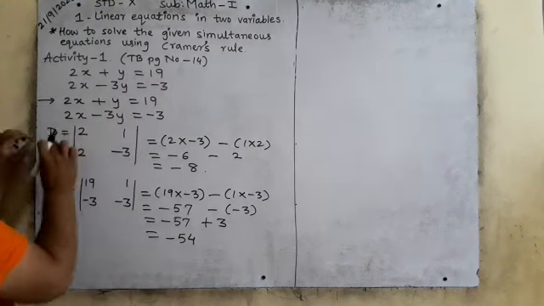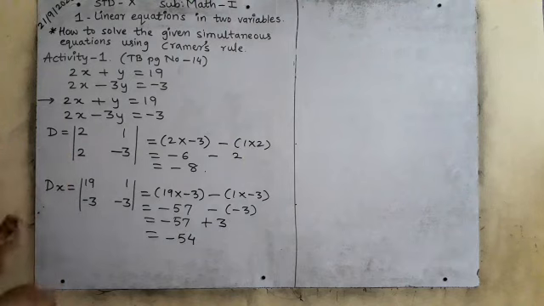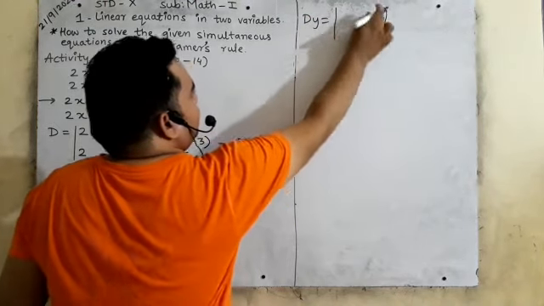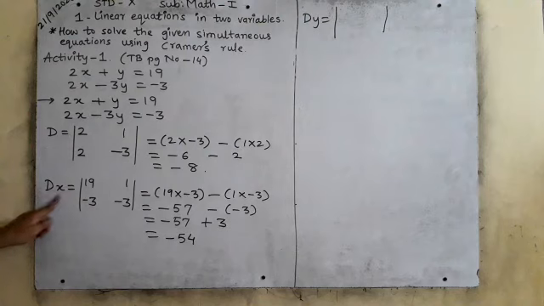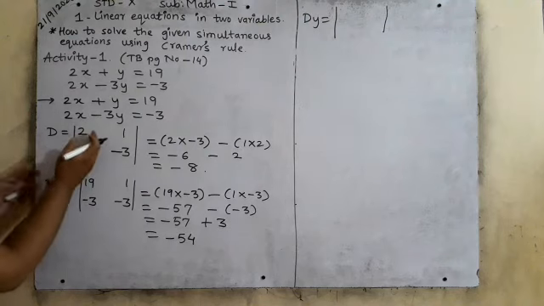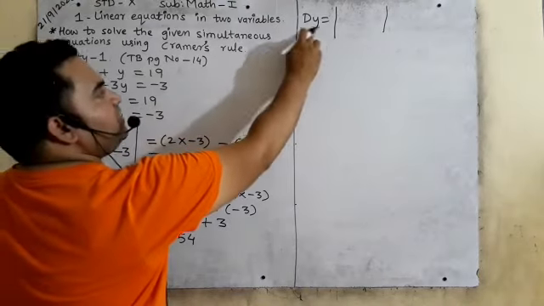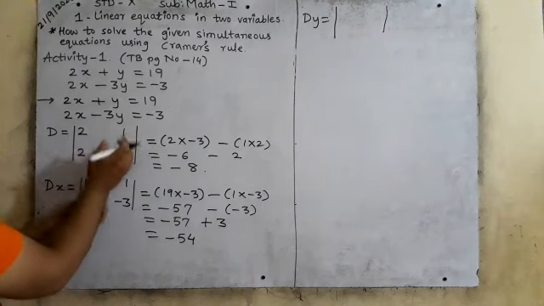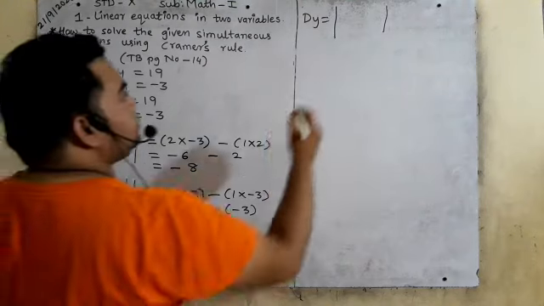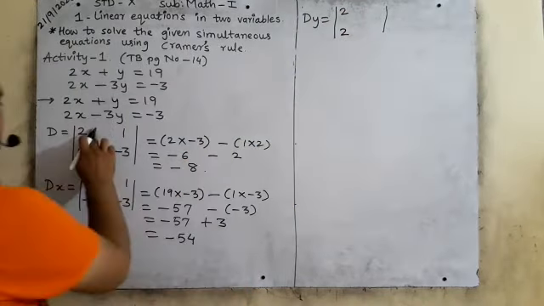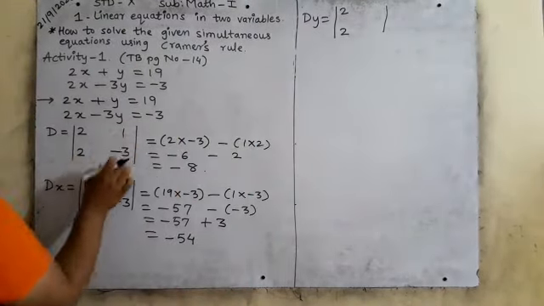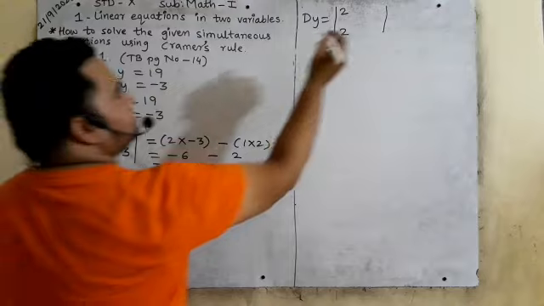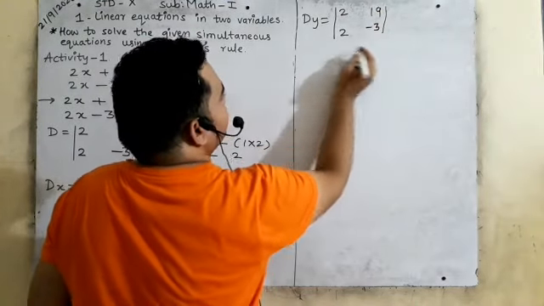Now in Cramer's rule, after D you will find Dx, after Dx you will find Dy. Dy also requires 4 numbers, 2 rows and 2 columns, right? So like during solving Dx you took out coefficients of x, now to find Dy we will take out coefficients of y. Coefficients of y take out, remove, and coefficients of x will be as they are. Then what will you write here? Here the same 19 and minus 3. Now you will solve this.